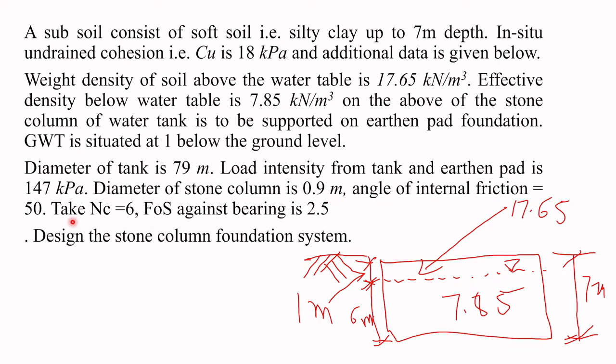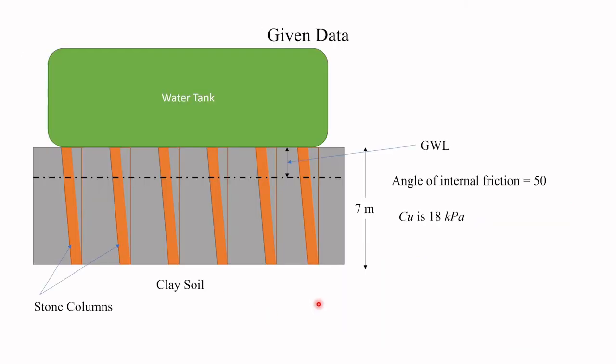Angle of internal friction is 50, and take Nc equal to 6. Factor of safety against bearing: if we have to find out the bearing, then we have to assume a factor of safety of 2.5. What is asked? Design the stone column foundation system. So we move forward. I think this is understood. So this is the actual diagram which we have already drawn.